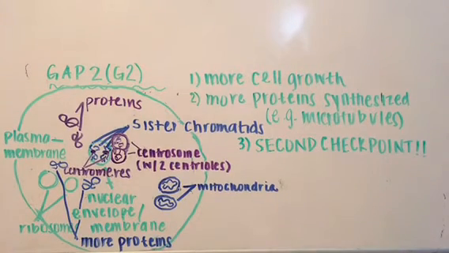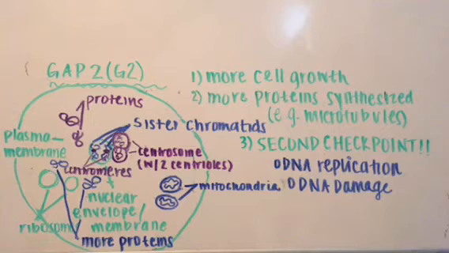Before the cell enters the mitosis phase, it must pass through another checkpoint. This time, the cell makes sure that no DNA has been damaged during the process of DNA replication, and that all the DNA has been copied completely.